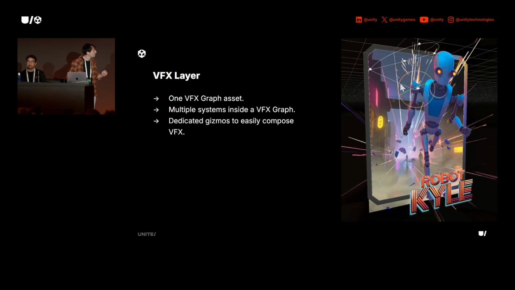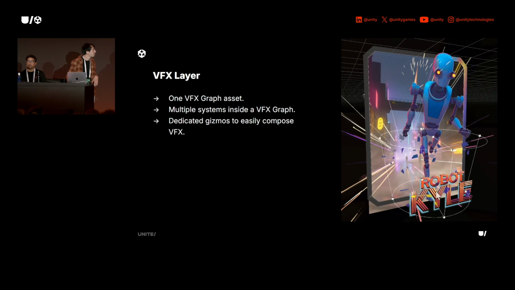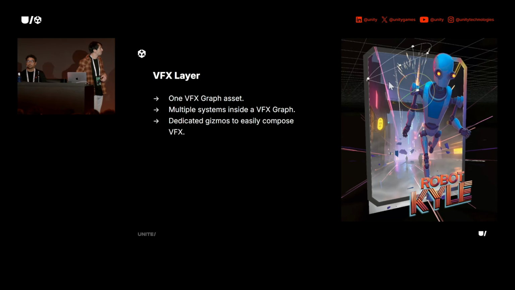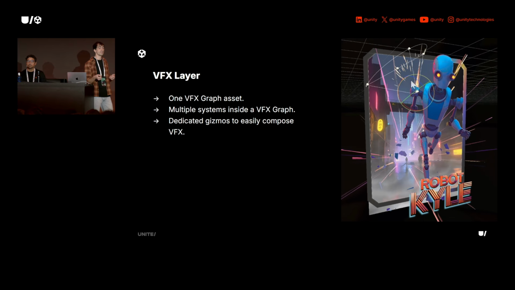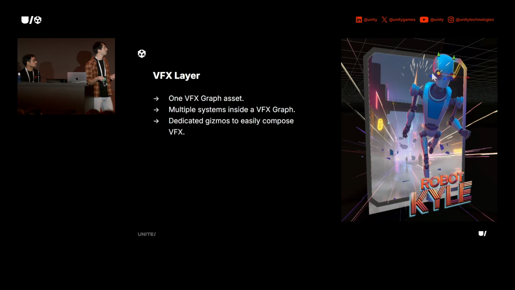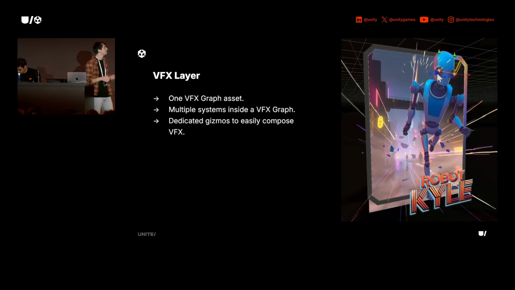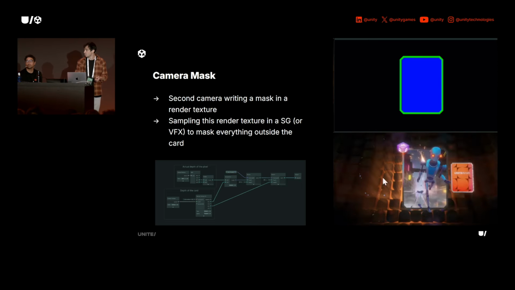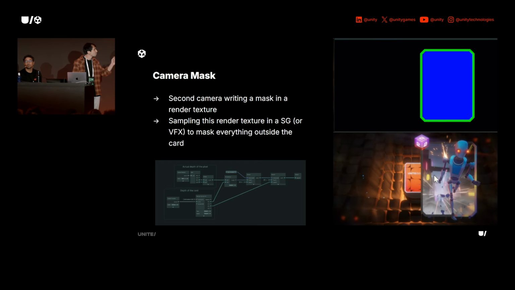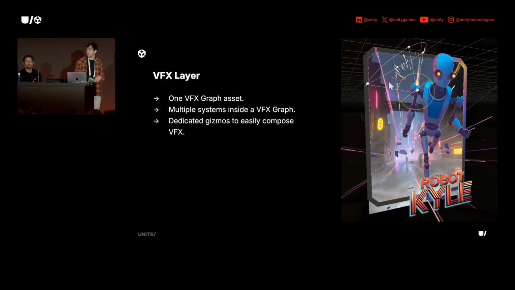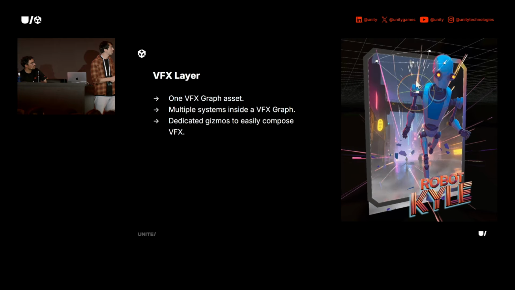Finally, regarding the VFX, we've been using VFX Graph to make them. It's a tool that gives you, I think, a lot of creative freedom. And for this, we just use one VFX with several systems inside it. And the cool thing is you have dedicated shape gizmos, so you can very finely place each of your effects as you want. And finally, as you may have noticed on the previous slide, by default, sadly, the particles from VFX don't interact with the sprite mask.